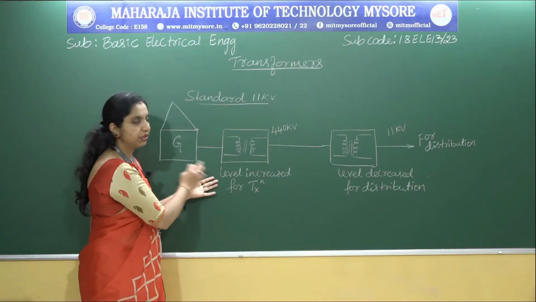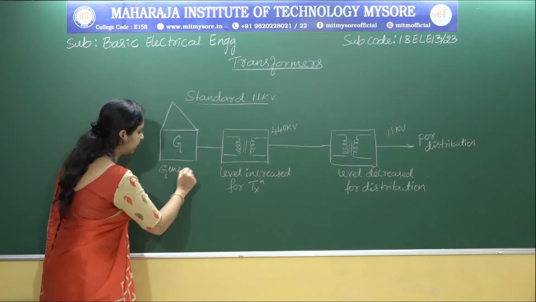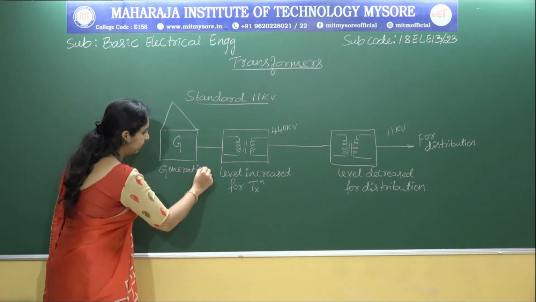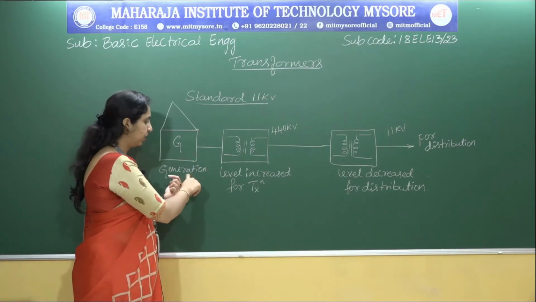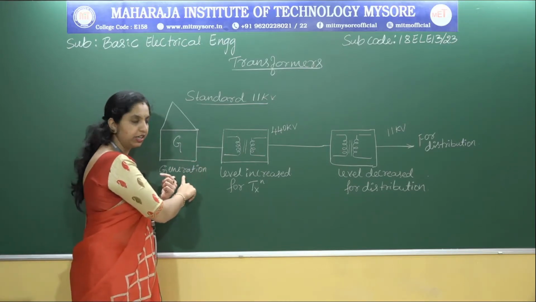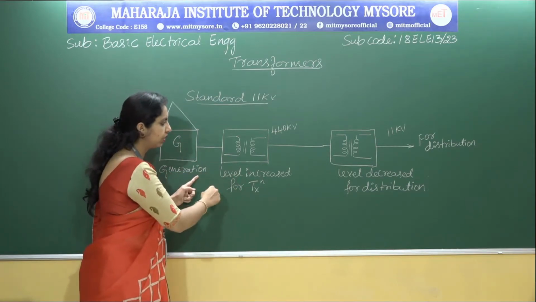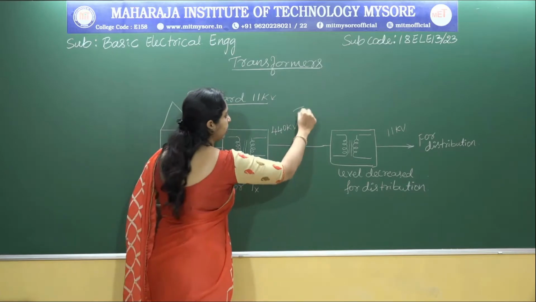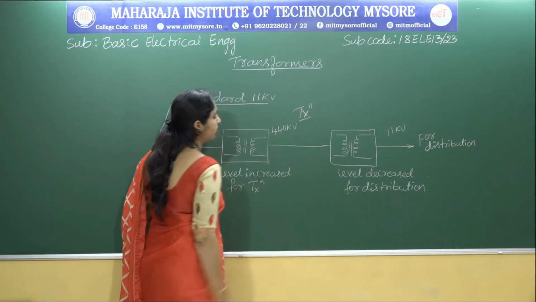The use of transformers in power transmission is as shown in this figure. You can observe in this figure, G represents generation, where the electrical power is generated. Further, this has to be transmitted, and this part we call transmission.